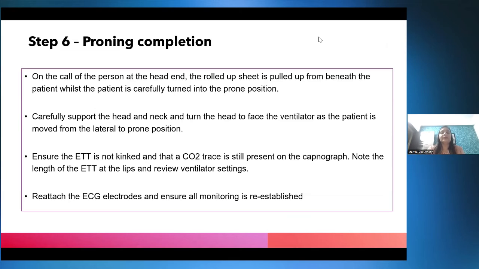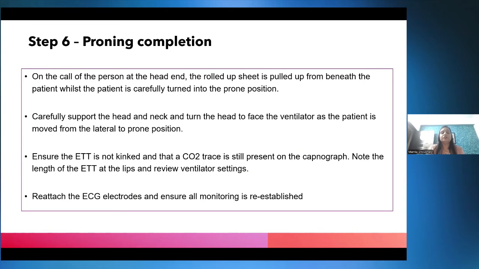And this next step is prone completion. On the call of 3 from the head person, that is the anesthesiologist who is standing on the head end, the rolled up sheet is pulled up from beneath the patient while the patient is carefully turned into prone position. Carefully support the head and neck and turn the head to face the ventilator. The patient is moved from lateral to prone position.